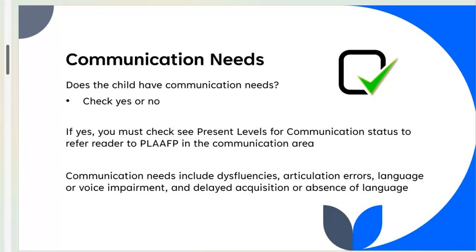The next area is communication needs. Does the child have communication needs? Again, check yes or no. If you check yes, then for this area, you must check C, present levels for communication status, because you would have described in the present level of academic and functional performance the child's communication delays or difficulties. Very often, preschool age children have concerns in the area of behavior and communication. So these are two areas that are very frequently checked yes for preschool students.